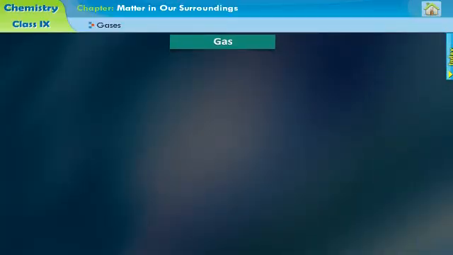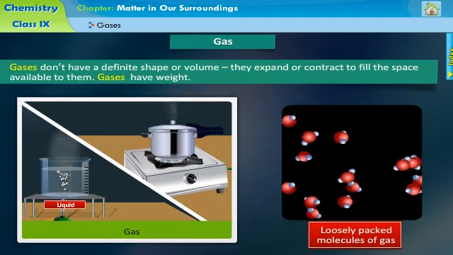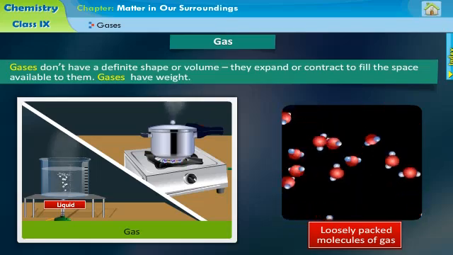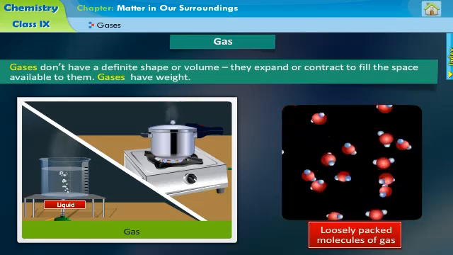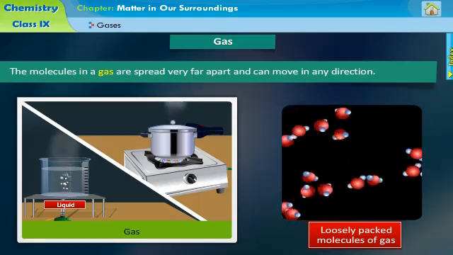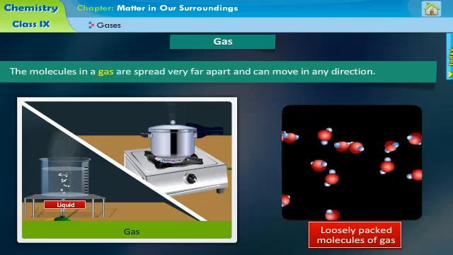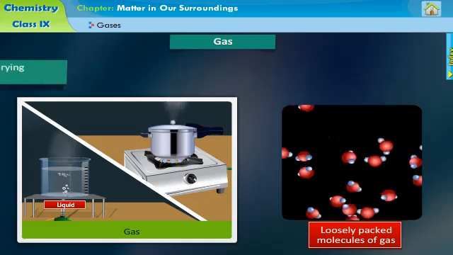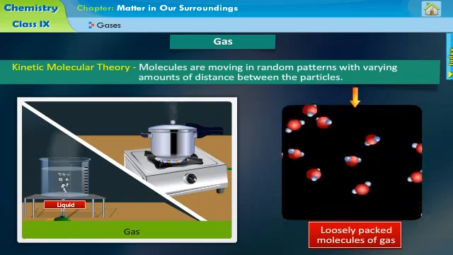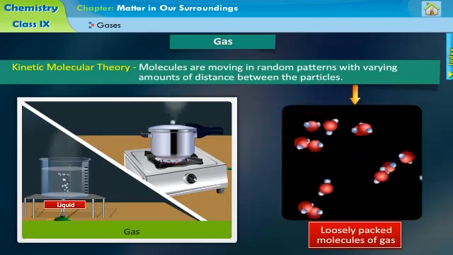Let's understand gas. Gases don't have a definite shape or volume. They expand or contract to fill the space available to them. Gases have weight. The molecules in a gas are spread very far apart and can move in any direction. Kinetic molecular theory. Molecules are moving in random patterns with varying amounts of distance between the particles.